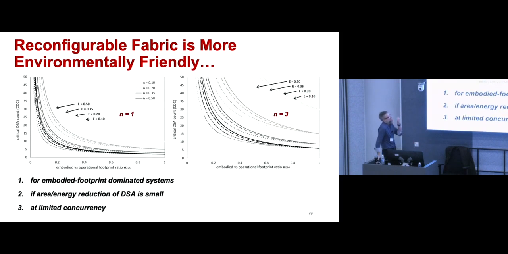Then another issue is concurrency. It's not the case that one application would just use one accelerator. Some applications use multiple accelerators, and you could have data flowing from one accelerator to the next. So the reconfigurable fabric would need to be big enough to accommodate multiple accelerators for concurrency. That is obviously shifting the curves upwards.